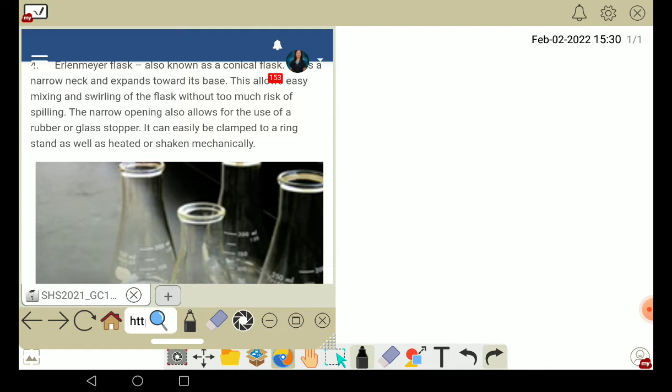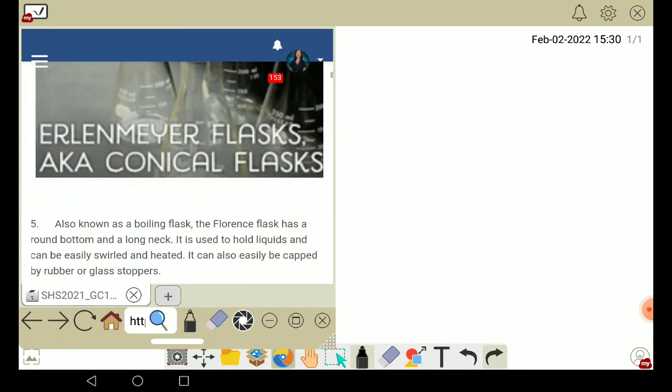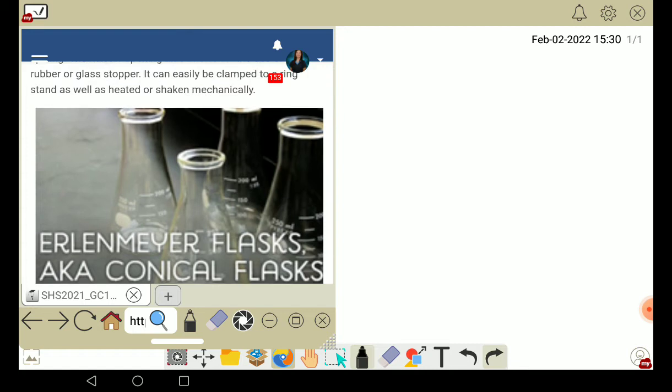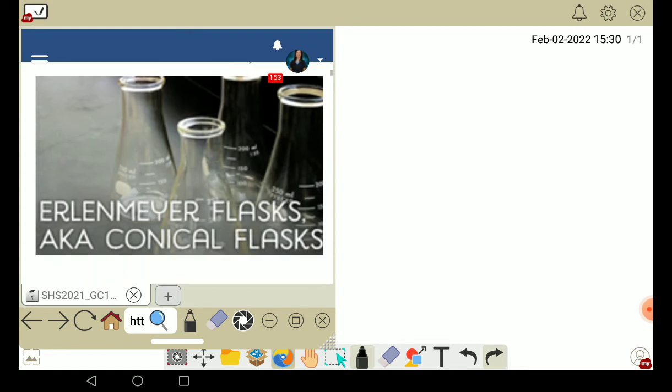Or the conical flask. It can easily be clamped to a ring stand as well as heated or shaken mechanically. So take note, we have the test tube, and we have the Erlenmeyer that could be heated, but only in a moderate flame only. These are examples of Erlenmeyer flasks.